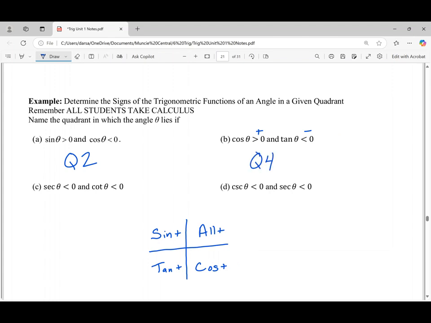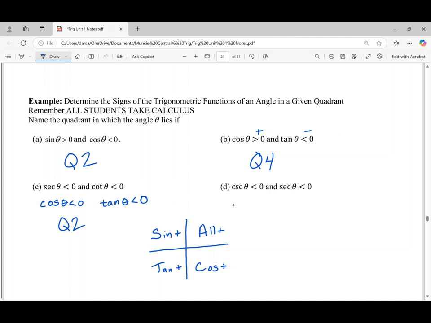What if secant is less than 0 and cotangent is less than 0? Well, this thing doesn't talk about secant or cotangent. But remember, secant and cotangent are just the reciprocals, or the upside downs, of cosine and tangent. So if secant is negative, then when we flip it upside down, cosine will be negative. And if cotangent is negative, then when we flip it upside down, tangent will be negative. So where are cosine and tangent both negative? Well, that's a quadrant 2 angle.